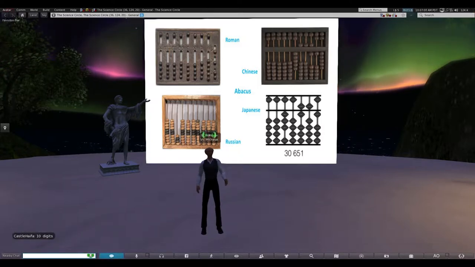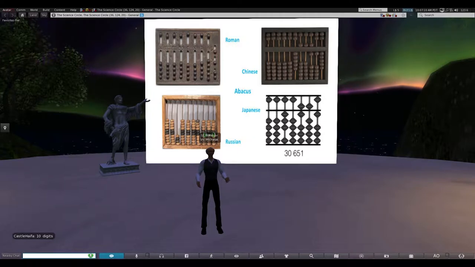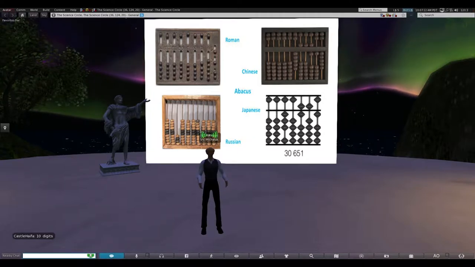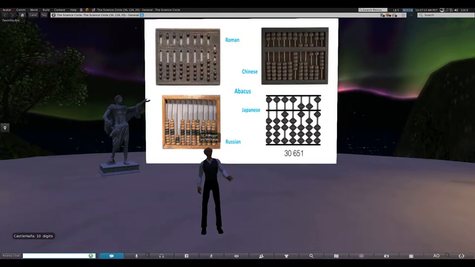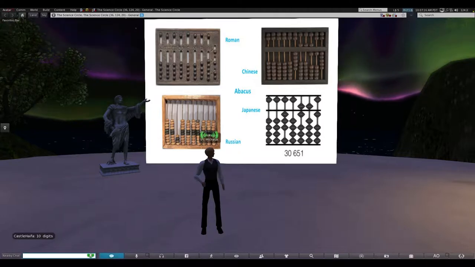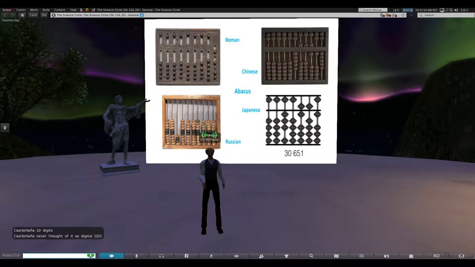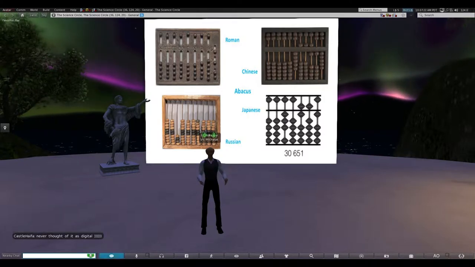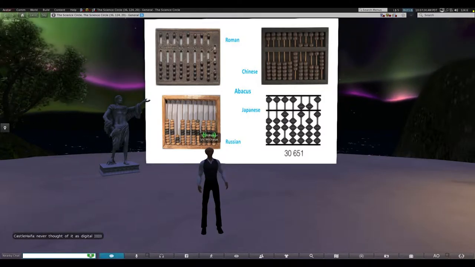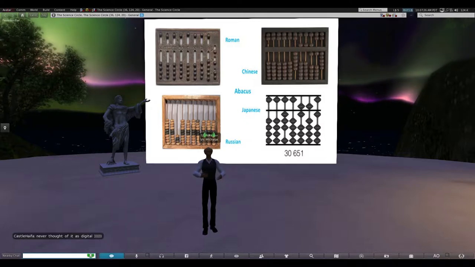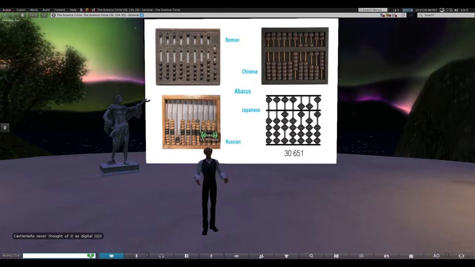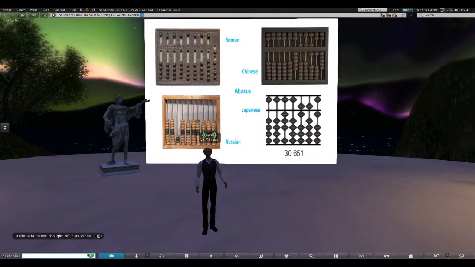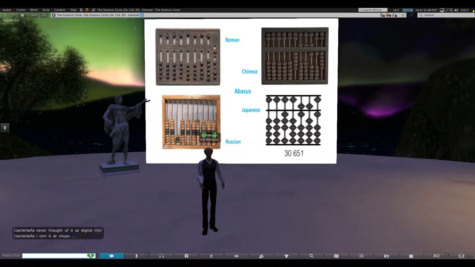In other words, it has numbers from 1 to 9 at least. By the way, it doesn't have a zero. Zeros were not invented back in the Roman days. It was a Hindu invention of, I think, about 1,000 years ago. Somebody want to look that up, when the zero was invented?